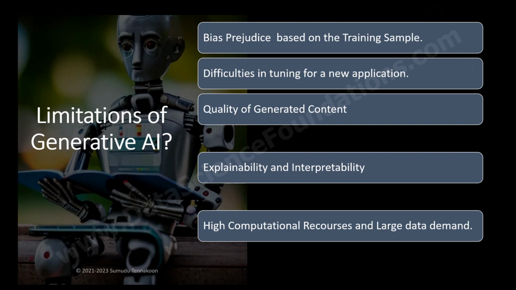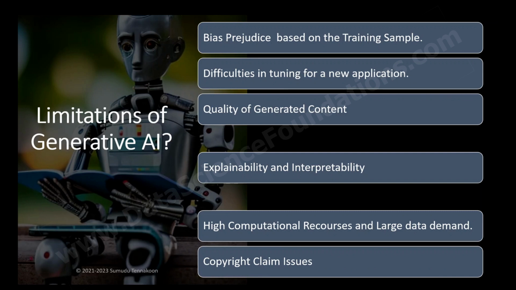we have. And the other thing will be high computational resources and large data demand. Like I said earlier, we need a lot of data to train the model. Even for fine tuning or retraining, you need to have some data available. You can do it with a small amount of data as well, but for training from scratch, we'll need a lot of data and computational resources.